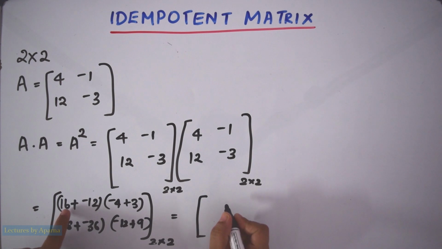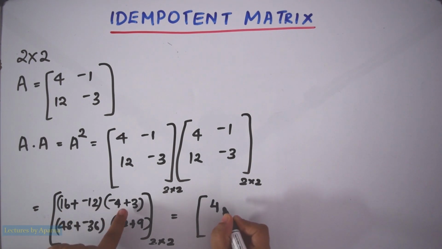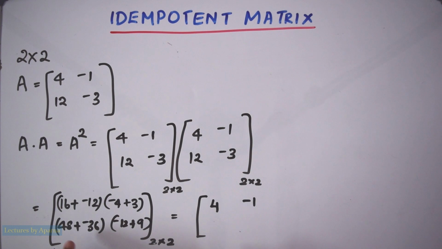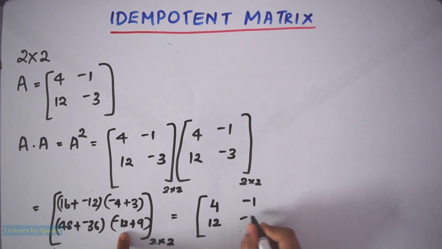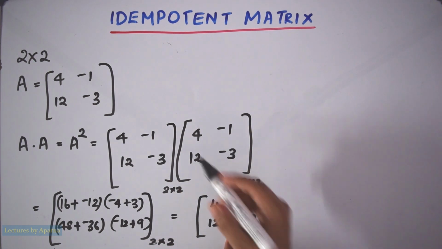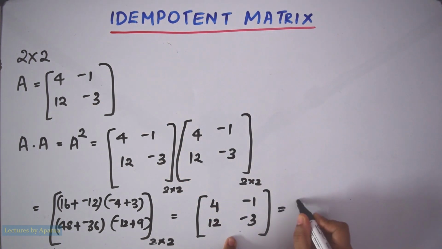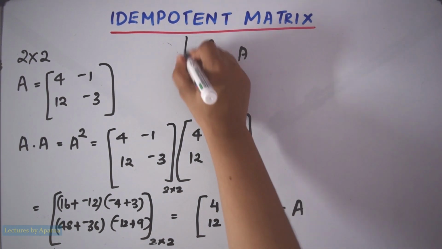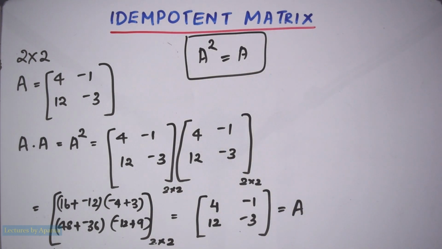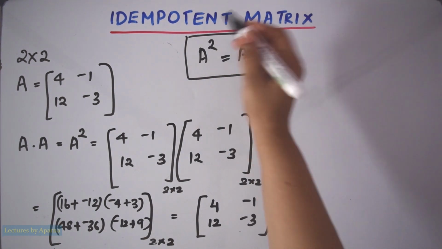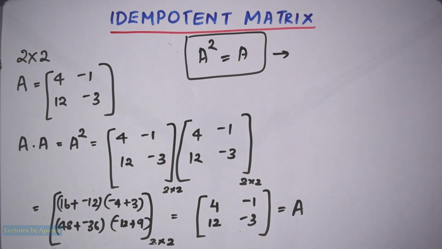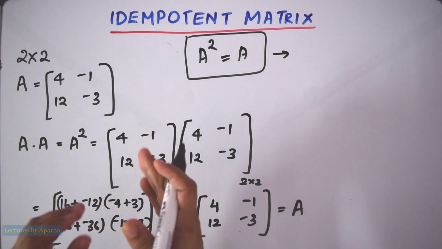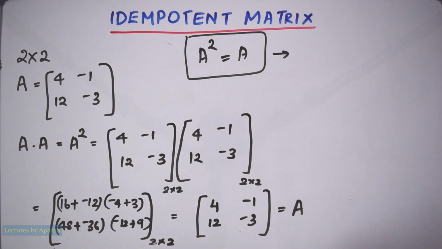So you get 16 minus 12 is 4, minus 4 plus 3 is minus 1, 48 minus 36 is 12, minus 12 plus 9 is minus 3. See, this matrix is the same as this matrix A. That is, you got A square is equal to A. A matrix that satisfies this condition is called an idempotent matrix. That is, when you multiply a matrix with itself, if you get the same matrix A, then such a matrix is called an idempotent matrix.